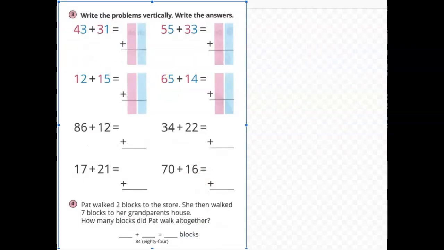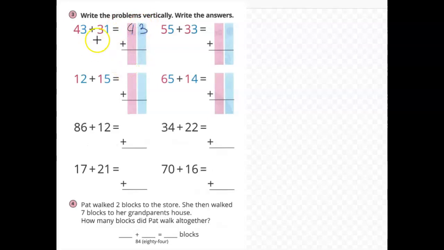All right. So this is addition, where we're putting the ones column together and the tens column together. So the 4 goes in the tens. The 3 goes in the ones. And then on this number, it's 31. So the 3 goes in the tens and the 1 goes in the ones. Okay? And then we add straight down. So we add the blue column and then we add the red column.